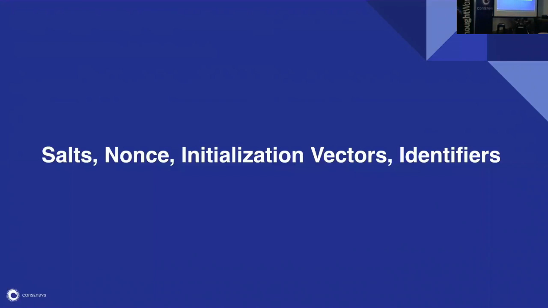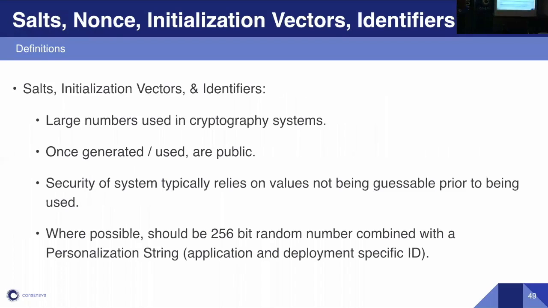Okay. Another context switch. So salts, nonces, initialization vectors, and identifiers. These are things that are going to be used in all these algorithms I'm going to talk about in the future. And they're invariably big long numbers. In these cryptographic systems, they're numbers that are 256 bits long, 128 bits, so they're really, really big numbers. And they're invariably used so that you can't, say, do a replay attack, or so you can't break the algorithm by having essentially all possible values.